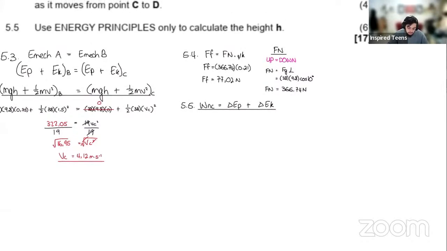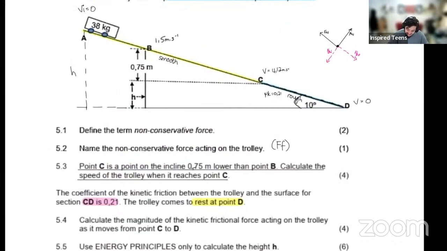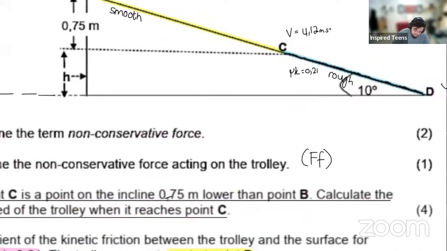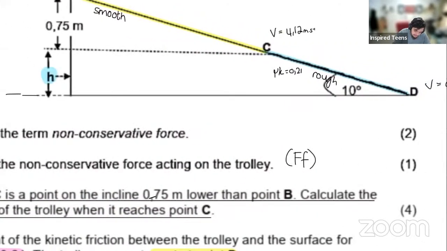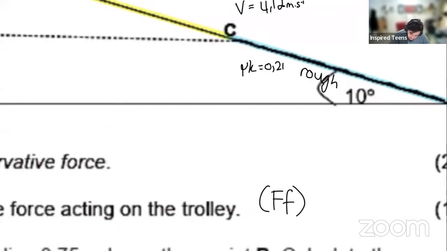So use energy principles to calculate height at h. Height at h is here. The height h is basically the height of C that they want us to calculate. I'm going to get rid of this because we're done with it.